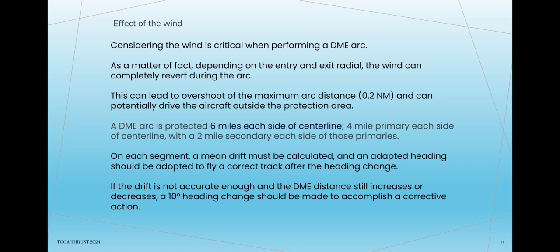If the drift is not accurate enough and the DME distance still increases or decreases, a 10 degrees heading change should be made to accomplish a corrective action.